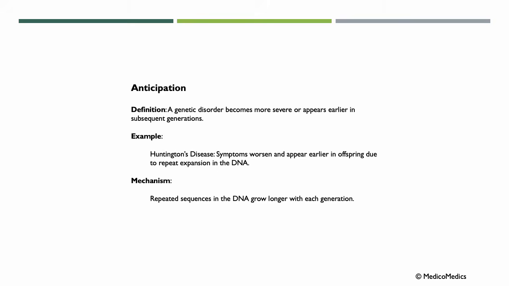Now, anticipation is defined as a genetic disorder becoming more and more severe or appearing earlier in subsequent generations. So it is like a genetic snowball. Each generation inherits a larger, more severe version of the condition. An example of this is Huntington's disease, where symptoms worsen and appear earlier in offspring due to repeat expansion in the DNA. So repeated sequences in the DNA grow longer with each generation.